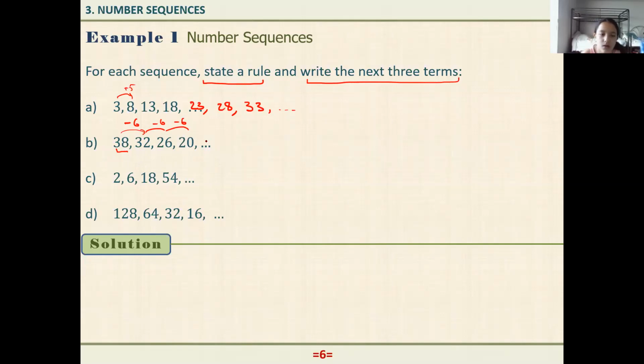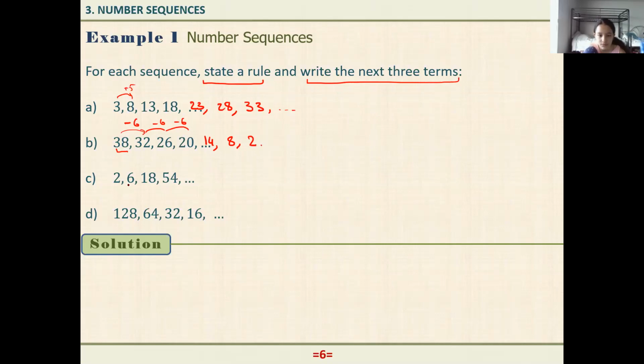20 minus 6 is 14. 14 minus 6 is 8. 8 minus 6 is 2. Very good. Just three terms, that's enough.